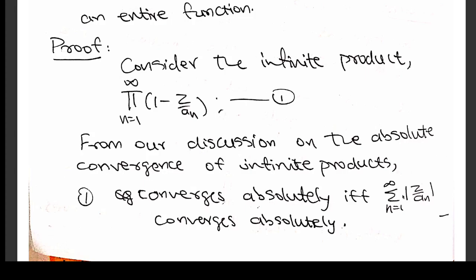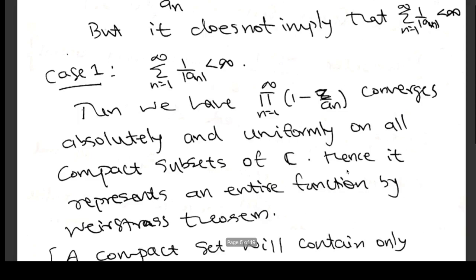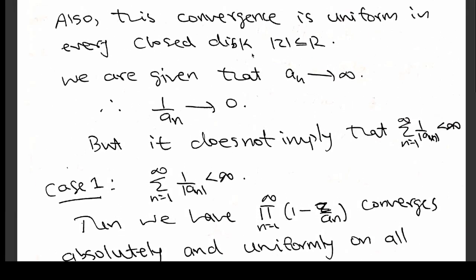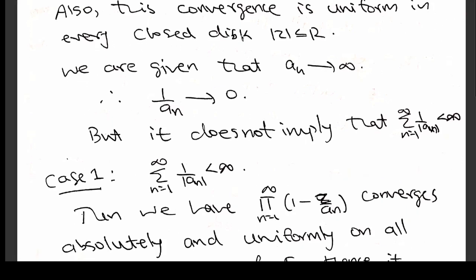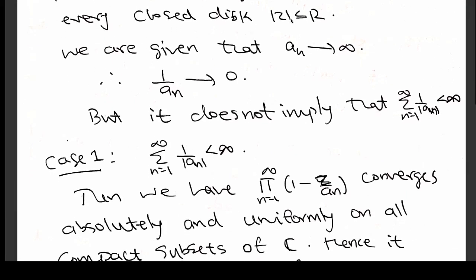So now the question is, when does this series converge absolutely? Let us look at here. This happens exactly when this series converges, because z is a fixed term, so you can take the absolute value of z out. Also this convergence is uniform in every closed disk mod z less than or equal to r. That is true. And we are given that a_n tends to infinity, therefore 1 by a_n tends to 0. But it does not imply that this series is convergent.